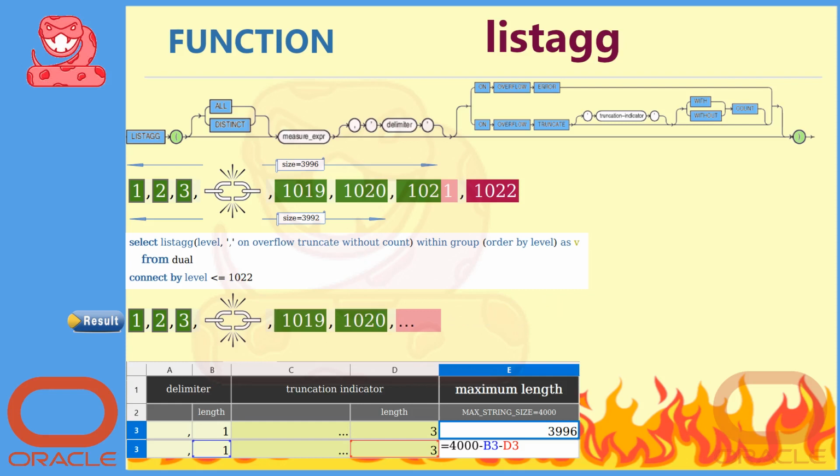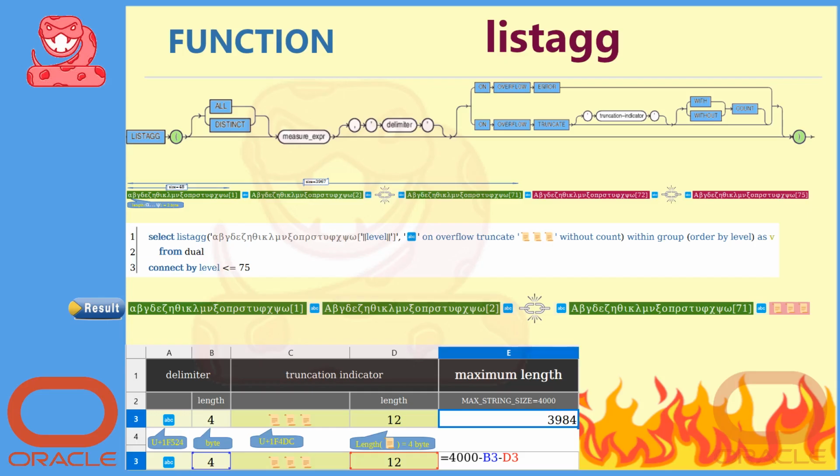In this case, the database truncates enough measure values to allow space in the return value for a final delimiter and the truncation indicator. Values that are aggregated can also contain multi-byte characters. Multi-byte characters can also be present in the delimiter and truncation indicator. For example, let's aggregate characters of the Greek alphabet, where each character is 2 bytes. We will specify 4-byte characters as delimiters.